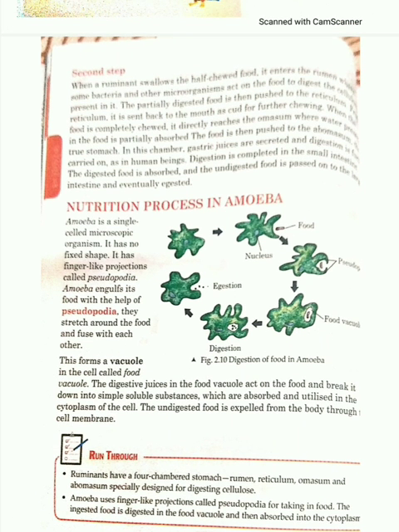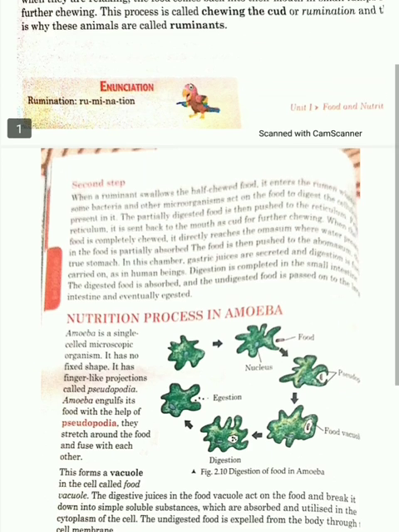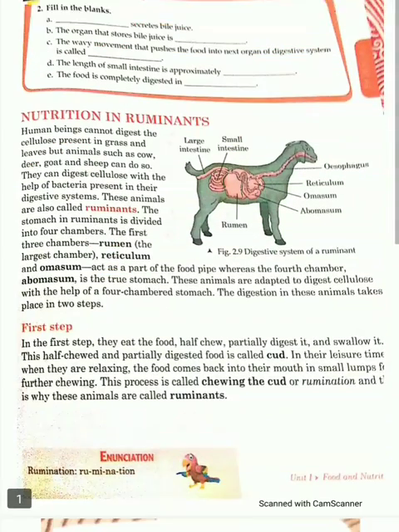In our next video, we are going to do the nutrition process in amoeba, and I will explain to you how amoeba prepares its food with the help of pseudopodia. So let us recall again what we have done in this video.